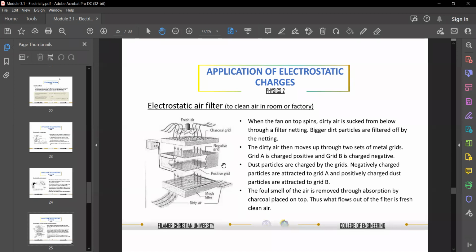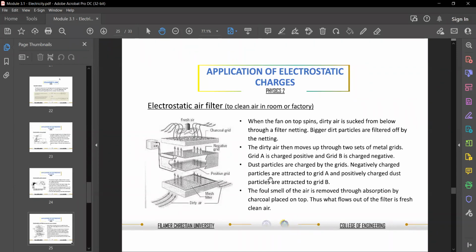The dust particles are charged by the grids. Negatively charged particles are attracted to grid A, and positively charged dust particles are attracted to grid B. The foul smell of the air is removed through absorption of charcoal placed on top. So what flows out of the filter is fresh, clean air. We have a filter, then a positive and negative grid, then a charcoal grid for the purification of air.